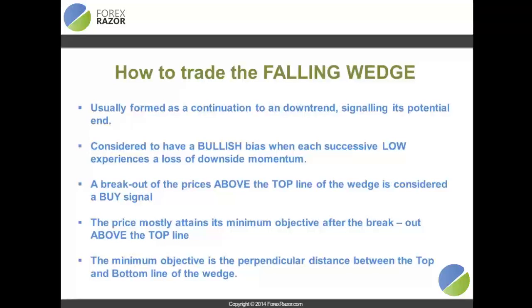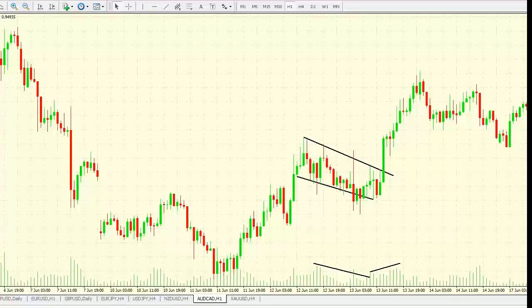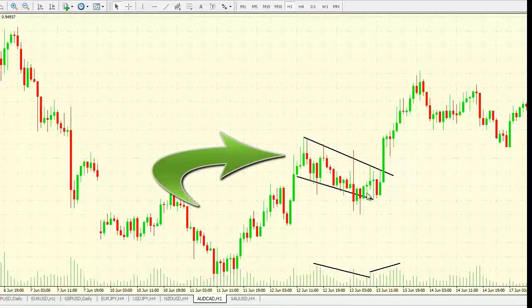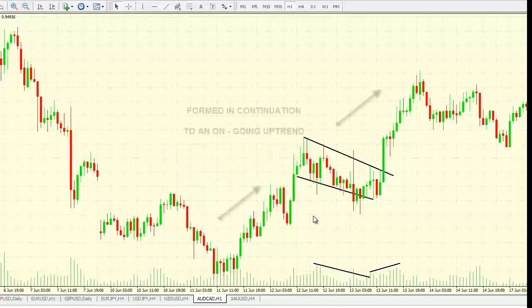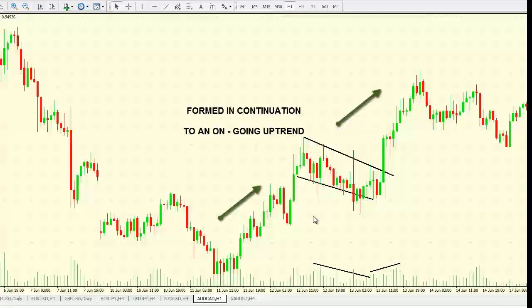Let's have a look on the trading platform to understand the formation and working of this pattern better. We consider the example of the AUD CAD, that is the Australian dollar against the Canadian dollar, over the 1 hour time frame. Here we identify the falling wedge formation. As you would notice, it is formed in continuation to an ongoing uptrend.